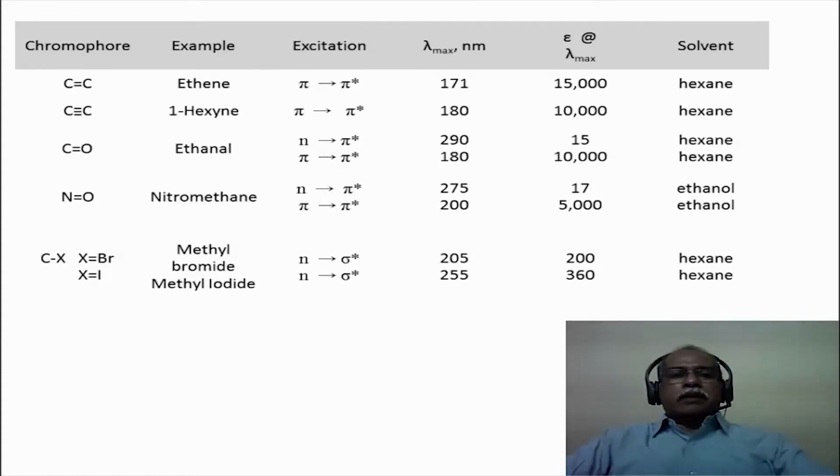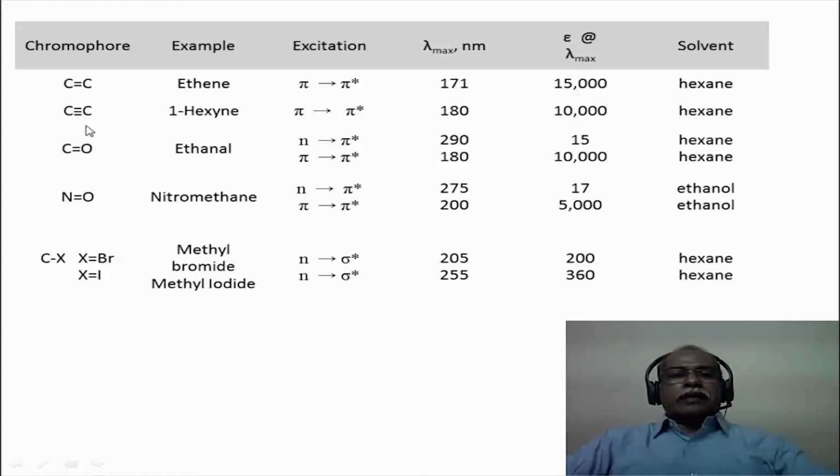Now this table essentially lists some of the chromophores. We will see what is the definition of a chromophore in a while. The carbon-carbon double bond has a pi to pi star transition which occurs around 171 nanometers. It is an allowed transition, that is why the epsilon at the lambda max is very high. It is about 15 times 10 to the power 3 or so, measured in hexane as a solvent.